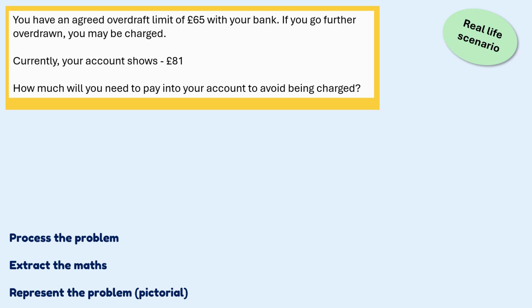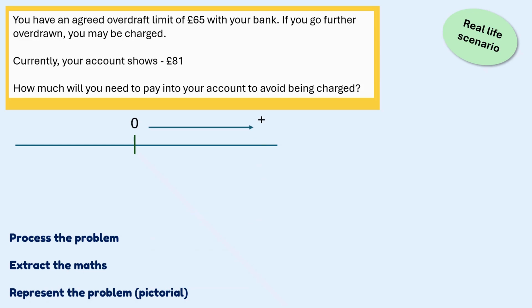So here we're talking about an overdraft, which tells me that we're going into negative numbers. So an overdraft limit of £65 means we can go to minus 65 without being charged, but we've gone to minus 81, which is further beyond that. So when we're thinking about negative numbers, often using a number line can help. Lots of people like to use a horizontal one like this, where we've got 0.